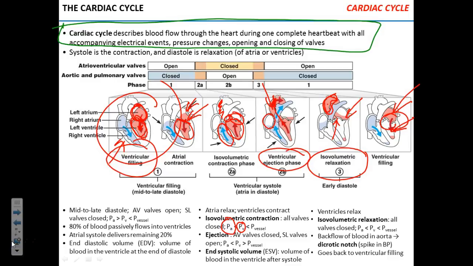It contracts and contracts, and once the pressure in the ventricle is higher than the pressure in the vessel, it pushes the blood out. The pressure in the aorta immediately builds up, closes the valve, and the ventricle starts to relax. By this time the atria are relaxed as well. So when the pressure in the ventricle becomes lower than the pressure in the atria, you've got ventricular filling again. Okay?